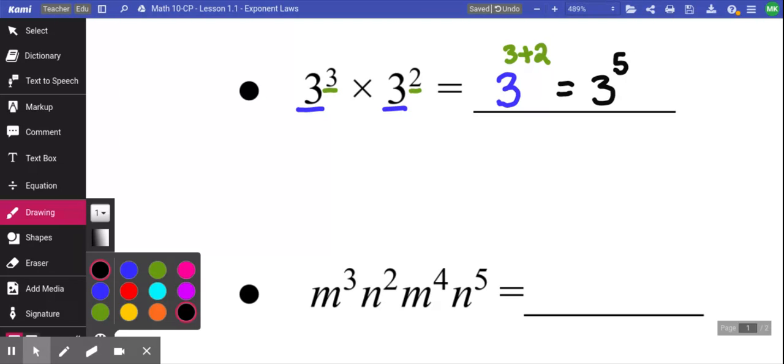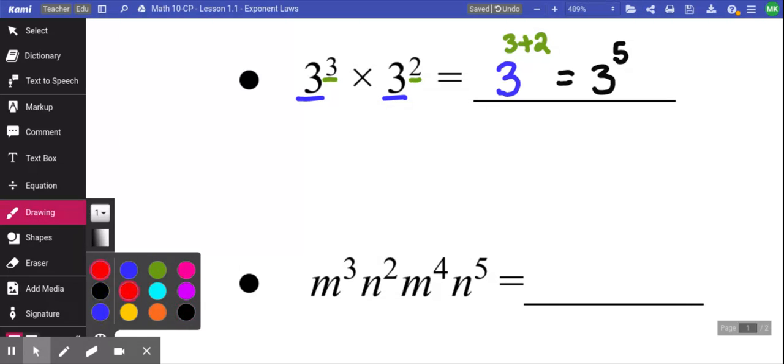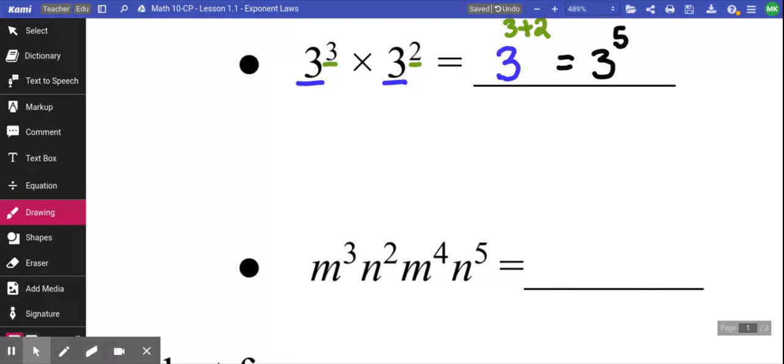Cool. The fourth one is a little bit different. If you look at the fourth one, first off, there's no symbol in between. I would notice that there's nothing in between the letters. This just says m, and then there's nothing there, and then n, and then there's nothing there, and then m again, and then there's nothing there. So if there's nothing in between the letters, what does that mean to do? Yeah, it means to multiply. So when there's nothing there, it means multiply.